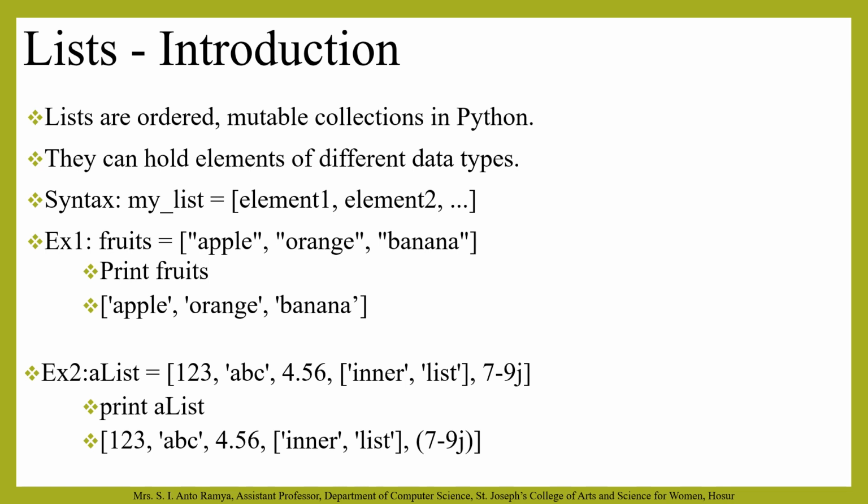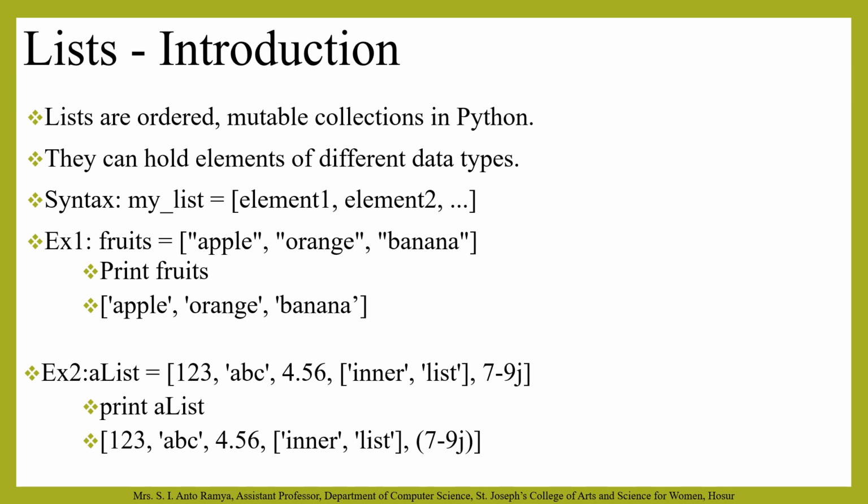And here is the syntax. My list is equal to element 1 and element 2, and it has to be given within square brackets only. The first example you can see: fruits is equal to apple, orange and banana. So when you print the list, you can see all the values inside the list.